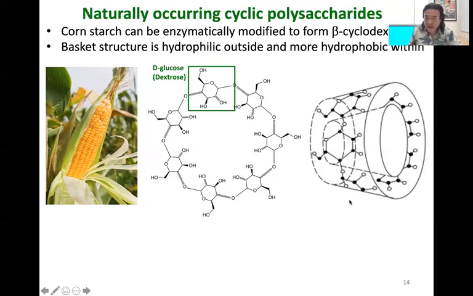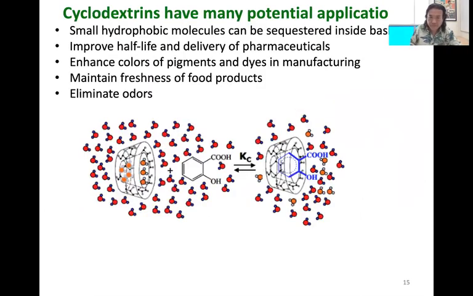Right? So you'd end up getting this sort of barrel shape here. And what's interesting about this barrel shape, it is like a little barrel, right? The outside of it can be surrounded by water happily because the water will interact with the hydroxyl group sticking out, but the inside of the barrel is very hydrophobic, right? Almost like the hydrophobic interior of our cell membrane.